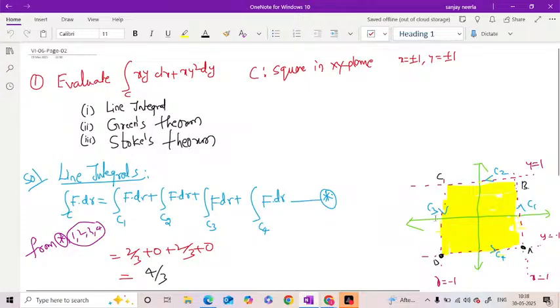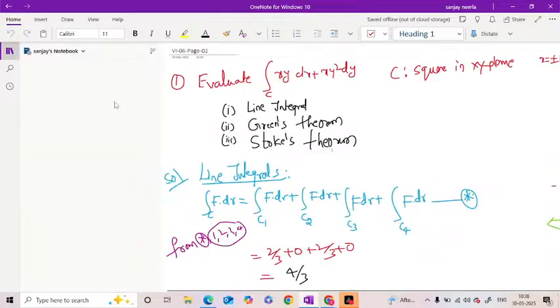This path we can divide into 4 different paths, C1, C2, C3, C4. C1 is the AB curve, C2 is the BC curve, C3 is the CD curve, and C4 is the DA curve. So just solve separately along the C1 curve, along C2, C3, C4. Here we will get the values: along the C1 curve 2 by 3, along the C2 curve 0, along the C3 curve 2 by 3, along the C4 curve 0.